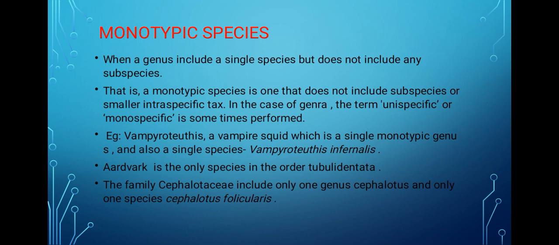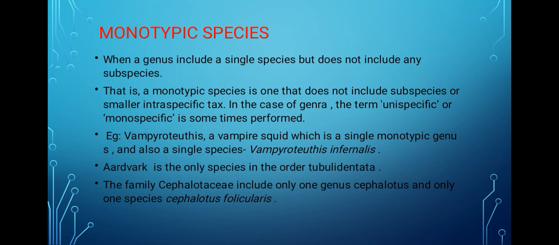Monotypic species. When a genus includes a single species but does not include any subspecies, that is a monotypic species, one that does not include subspecies or smaller intraspecific taxa. In the case of genera, the term unispecific or monospecific is sometimes preferred.